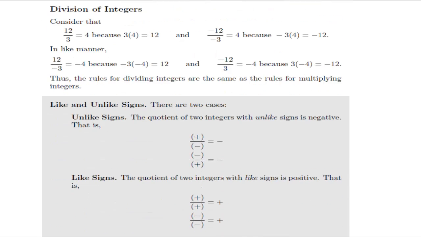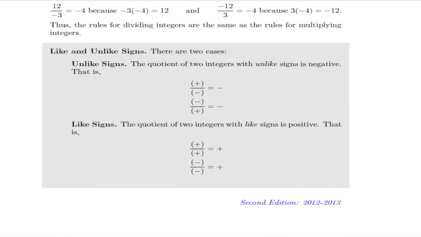Division of integers. Consider that 12 divided by 3 equals 4 because 3 times 4 equals 12, and negative 12 divided by negative 3 equals 4 because negative 3 times 4 equals negative 12. In like manner, 12 divided by negative 3 equals negative 4 because negative 3 times negative 4 equals 12, and negative 12 divided by 3 equals negative 4 because 3 times negative 4 equals negative 12. Thus, the rules for dividing integers are the same as the rules for multiplying integers.